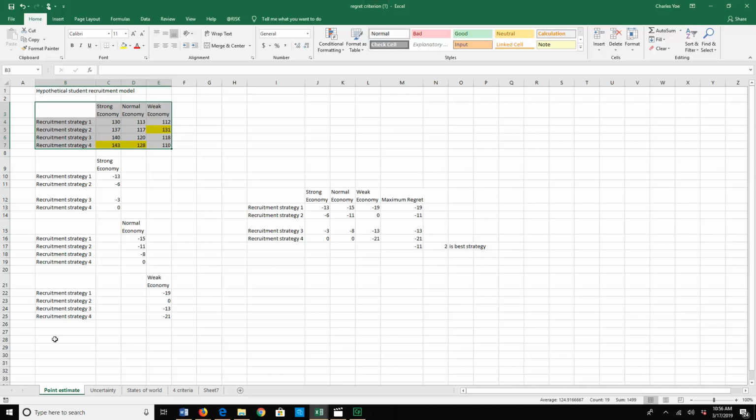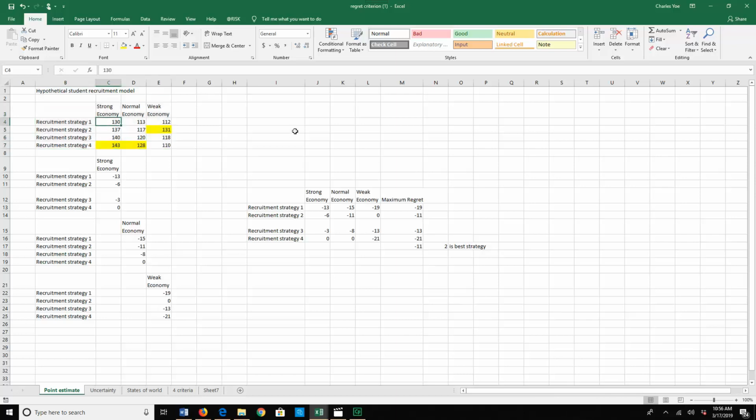factors. The success of the recruitment strategy often depends on the state of the economy. In a strong economy, small colleges do better than they do in a weak economy. So what we have here is a matrix with 4 recruitment strategies and 3 economic conditions. Let's take a look at the numbers to make sure we all understand them.